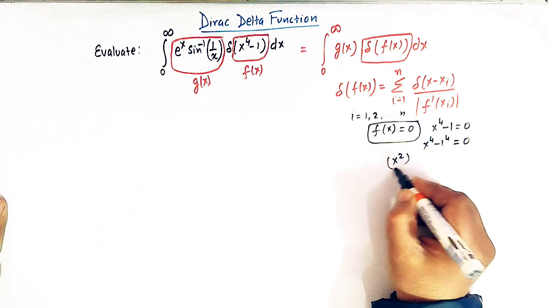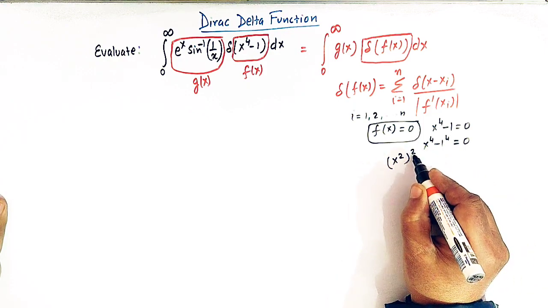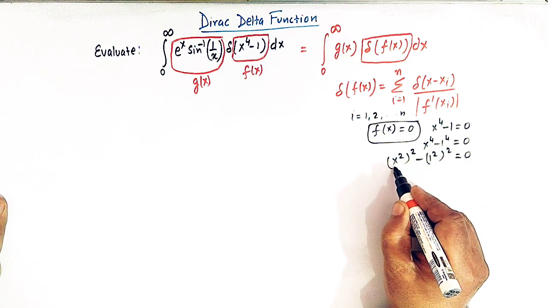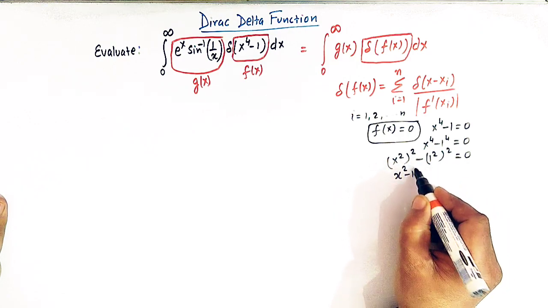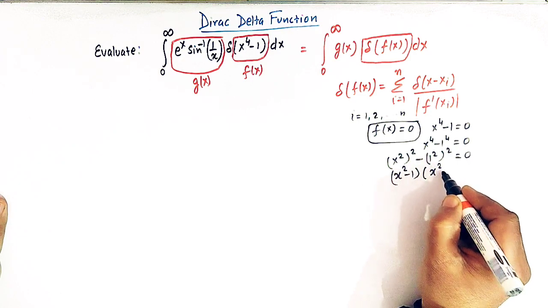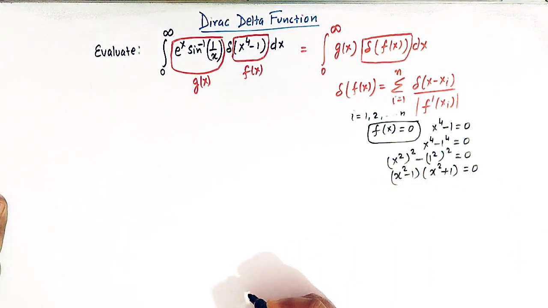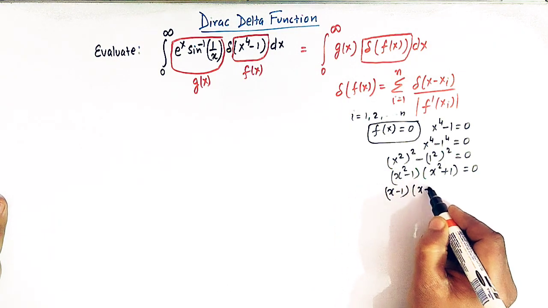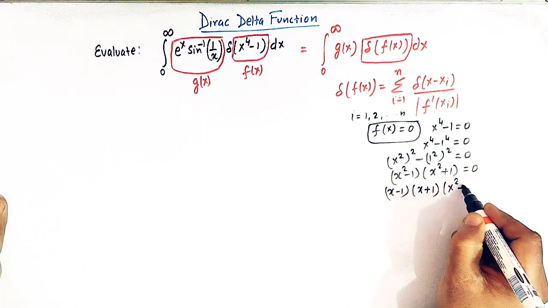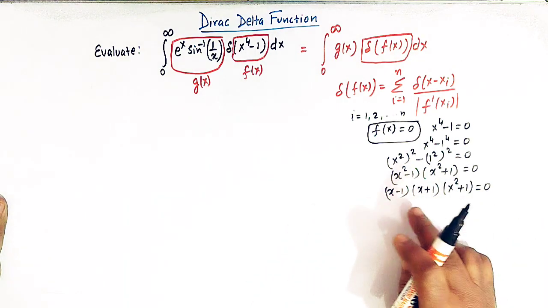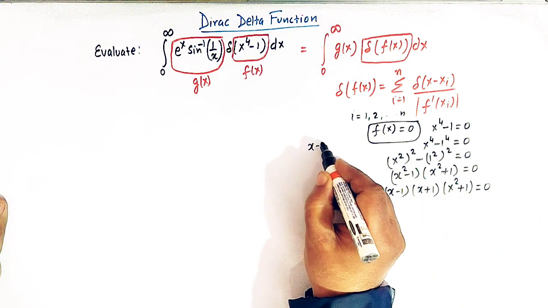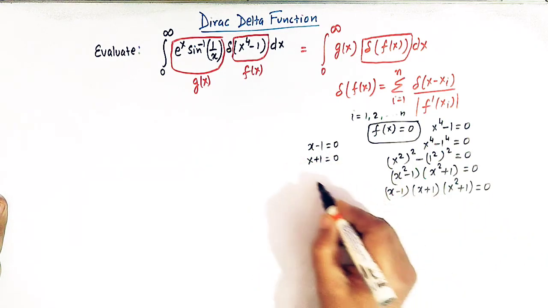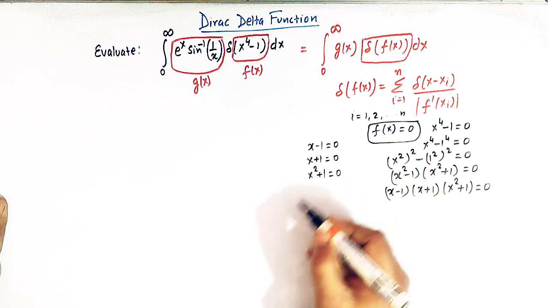And we can now write x square raised to power 2, and here we can write it like this. So now applying a square minus b square, we have x square minus 1, and here we have x square plus 1 is equal to 0. Now x square minus 1 can be written as x minus 1, x plus 1, and here we have x square plus 1 is equal to 0. So now we have x minus 1 is equal to 0, x plus 1 is equal to 0, and x square plus 1 is equal to 0, right?